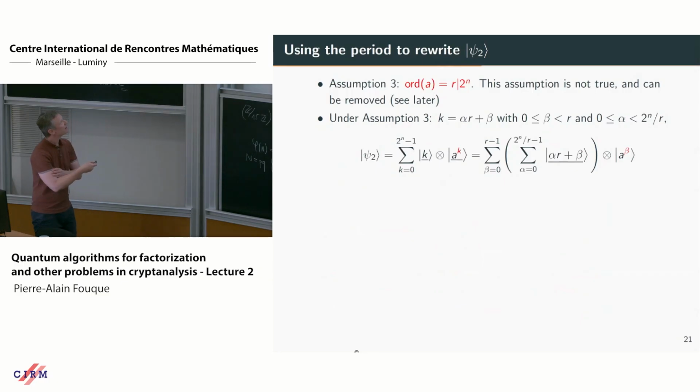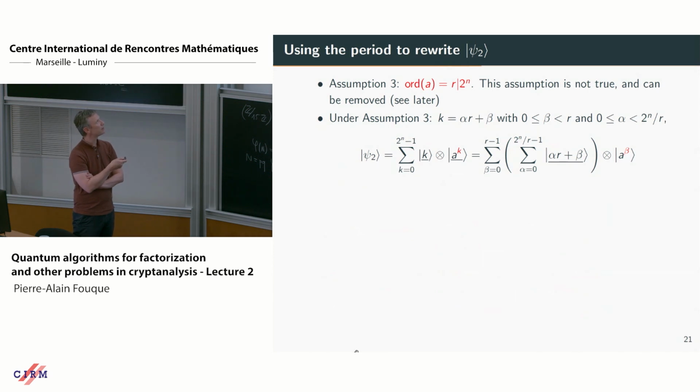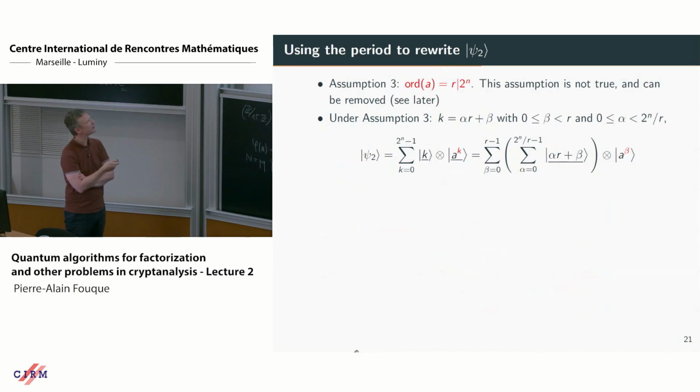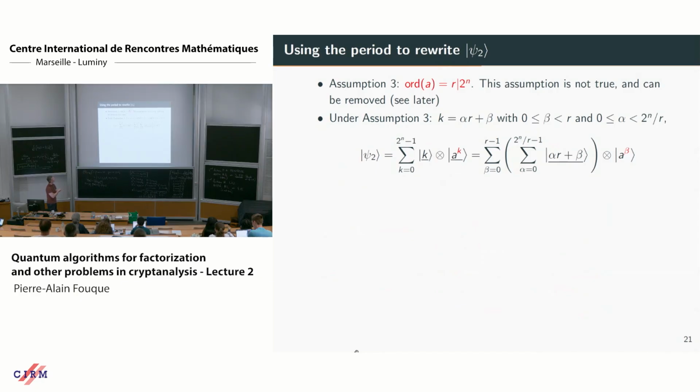Here I will assume, as a third assumption, that the order of a divides 2 to the n. It's the case here because I took small n equal to 4, and so I have R which divides exactly 16. In fact, I will explain how we will be able to remove this assumption a little bit later. So here, the state after the oracle is this one.